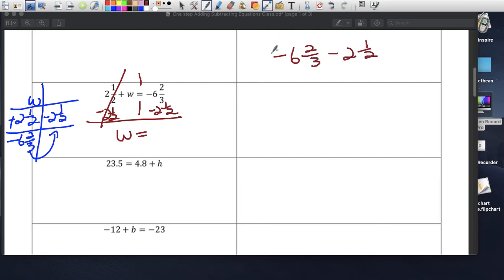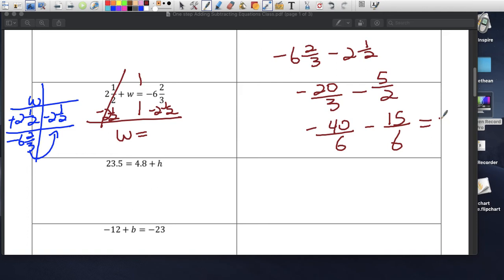So if you have a calculator, obviously please use it. I will do this the long way, so that's going to be negative 20 over 3 minus 5 over 2, right, as an improper fraction. The LCM is 6, so it's 40. This is times 3, it's 15, so that equals negative 55 over 6. So W equals negative 55 over 6.